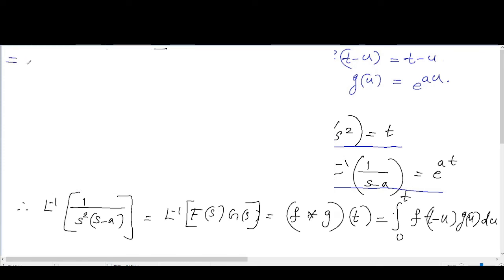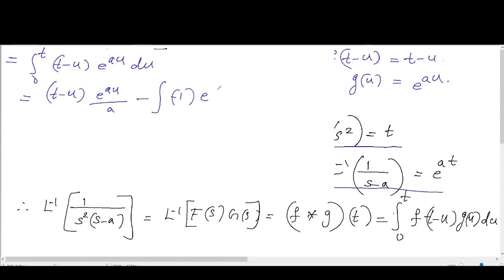So that is equal to integral from 0 to t of (t minus u) into e raised to au du. Now you can integrate this by integration by parts. So you can take t minus u as the first function into integral of the second function, minus integral of derivative of the first function into integral of the second function. This is from 0 to t, this is from 0 to t.